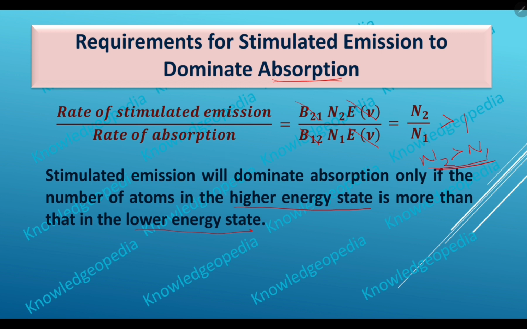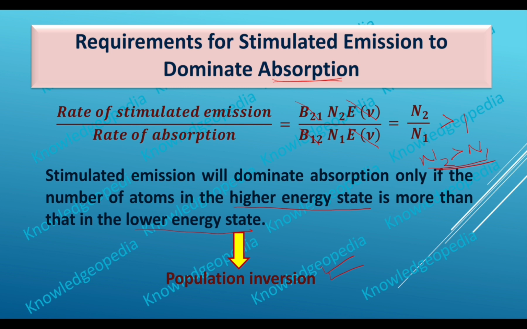And this situation, when the number of atoms in the excited state is more than the number of atoms in the ground state or lower energy state, is known as population inversion. So this is the third condition to be satisfied to get light amplification.